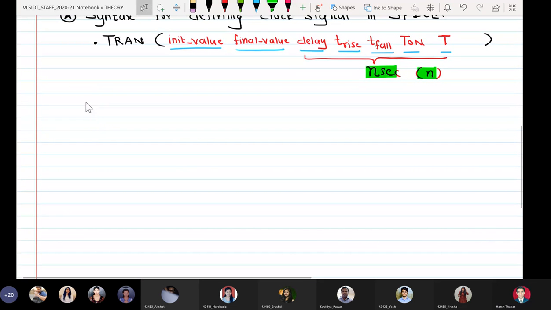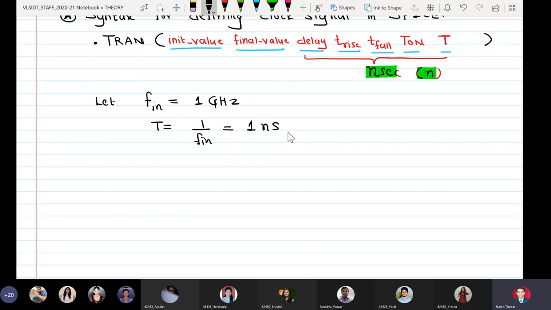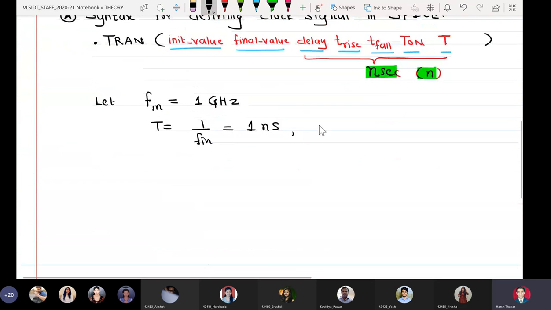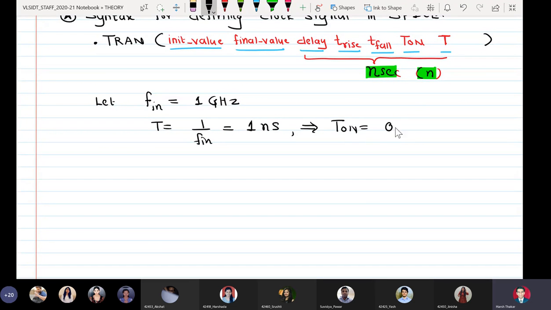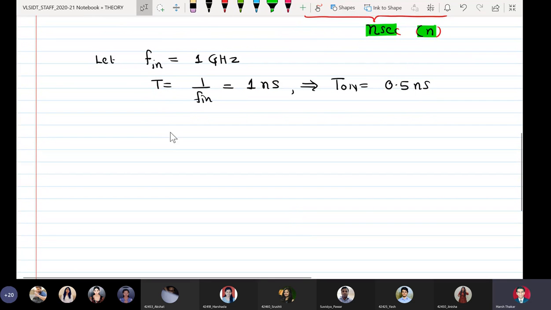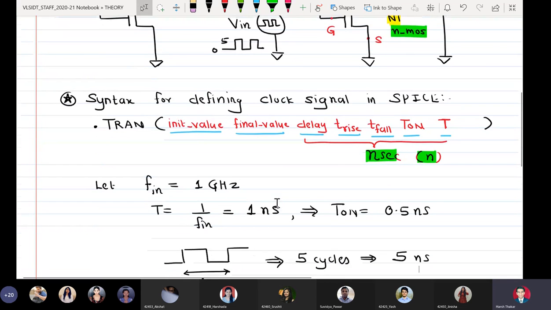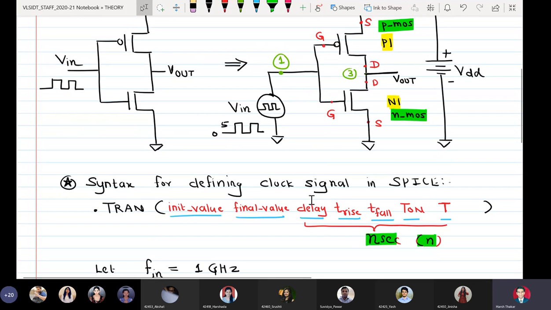So we will assume that the frequency of the input should be equal to 1 gigahertz. So T is equal to 1 upon f, equal to 1 nanosecond. We want the clock to have a duty cycle of 50%. So if T is equal to 1 nanosecond, naturally my T on will be 0.5 nanoseconds. Also note that one cycle of the clock, that is the input, will take 1 nanosecond. That means 5 cycles will take 5 nanoseconds. You will come to know why I am writing all these things. Now this is how we define a clock source, which is called a transient source.